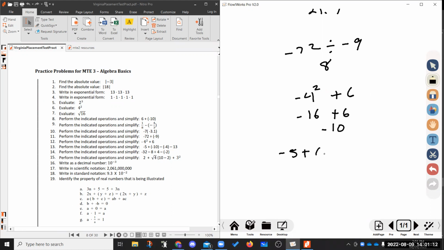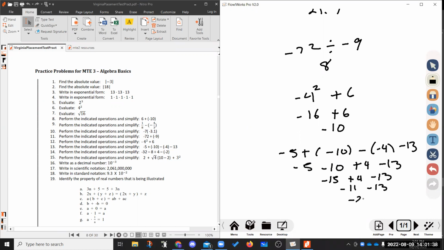-5 plus a -10 minus a -4 minus 13. This is -5 minus 10 plus 4 minus 13. Addition and subtraction happen at the same time, left to right. So I'm just going to take the first two. We're going to be -15 plus 4 minus 13. This is going to be -11 minus 13 is a -24.